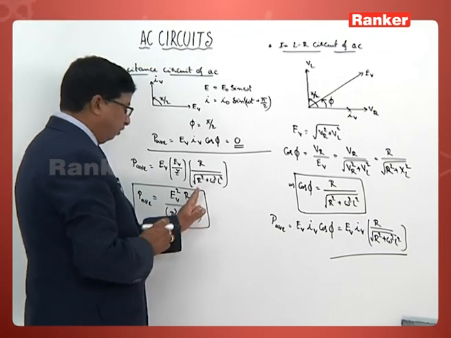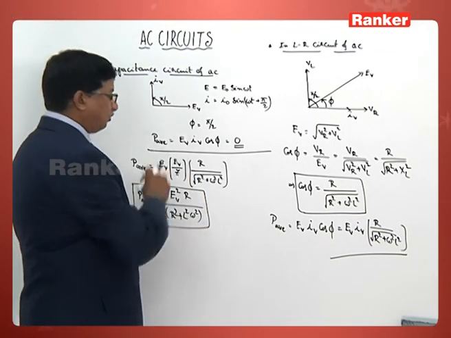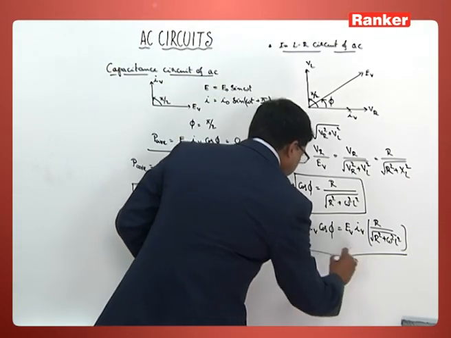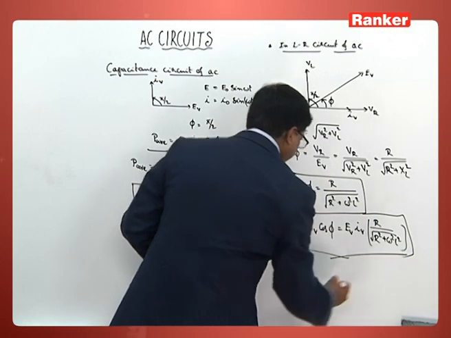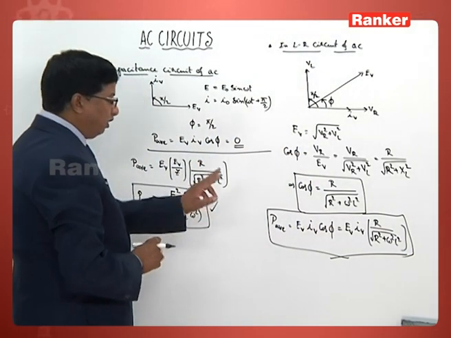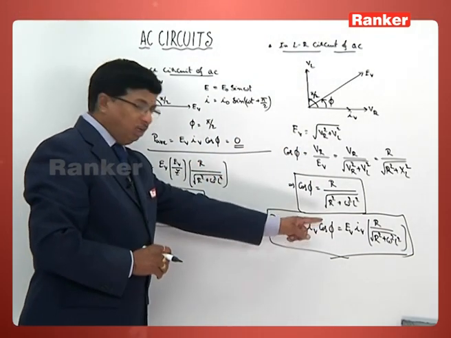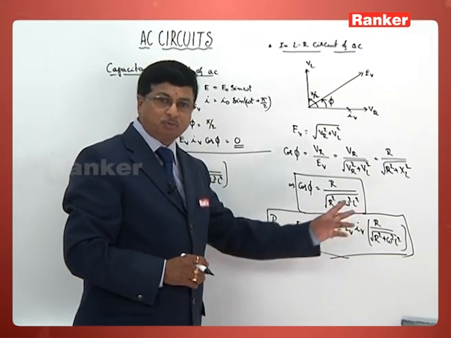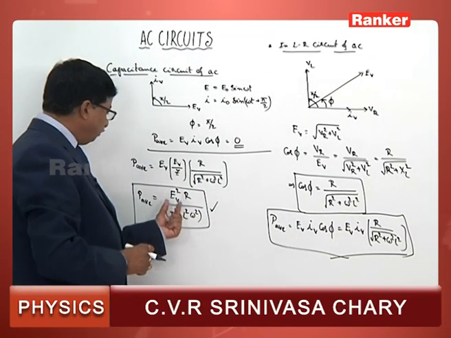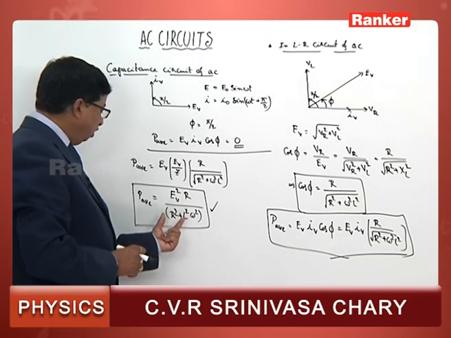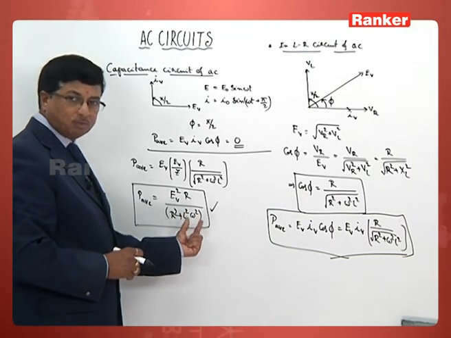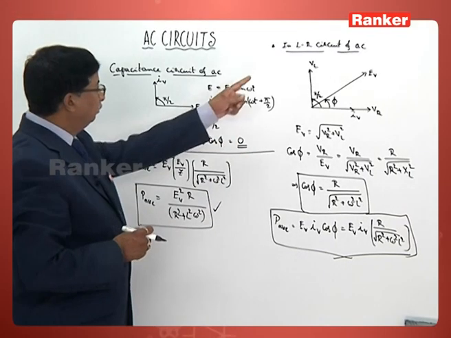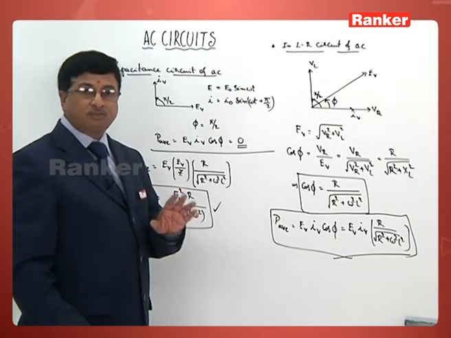So, as far as the power concept is concerned in an LR circuit, one should remember this formula as well as this other equation what we have taken up here. So, there are two different ways of representation. One is E virtual into I virtual into R by root over R square plus omega square L square. The second equation is E virtual square into R by R square plus L square omega square. So, this is another way of representing the same formula. This is regarding the LR circuit what we have.